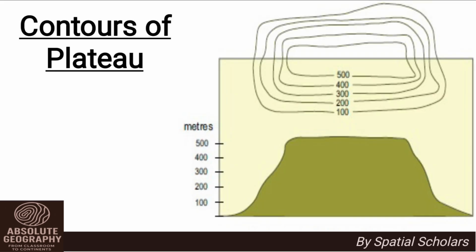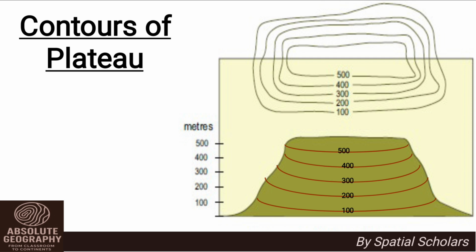Plateaus are similar to hills, but the main difference is that in hills the contours are circular, whereas in plateaus the contours are often irregular or show a wide empty space at the center, indicating a flat-topped surface. The innermost contour represents the highest height and height decreases outwards.